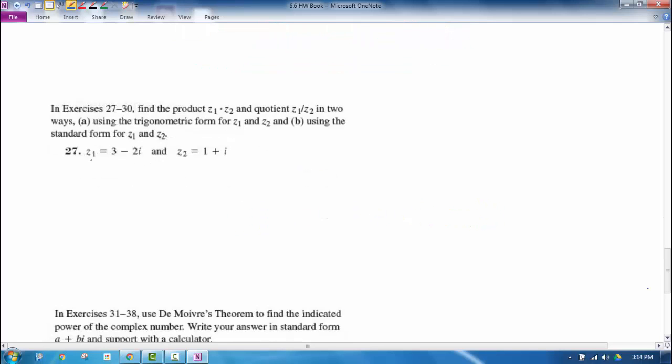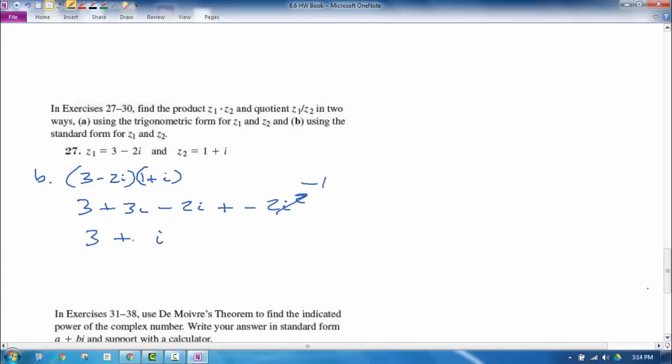Okay, the next one wants to do 27 two different ways. So regular multiplication for part B using standard forms. I'll do that first, actually. When I FOIL these out, I get 3 minus 2i times 1 plus i, and I have to FOIL, so 3 plus 3i minus 2i plus negative 2i squared. This turns into 3 plus i, and then this simplifies to negative 1, so it'll be plus 2, which simplifies to 5 plus i. So for part A, I need to convert both of these to trigonometric form.